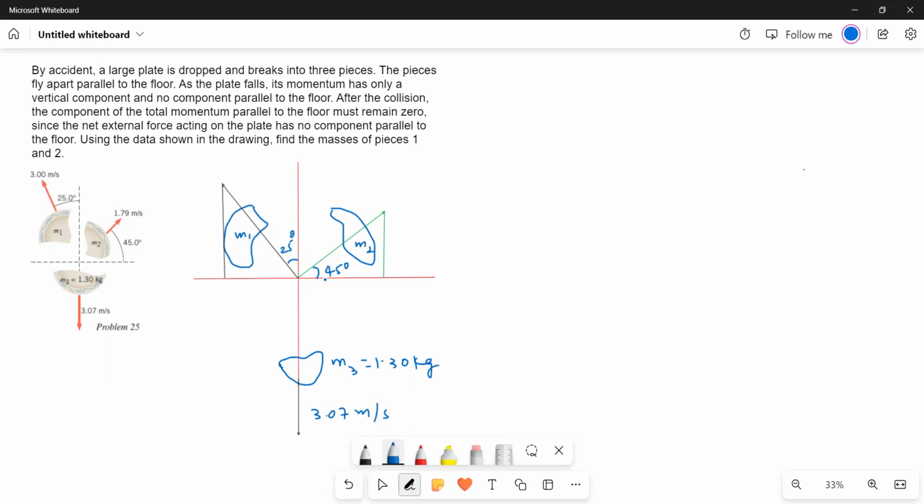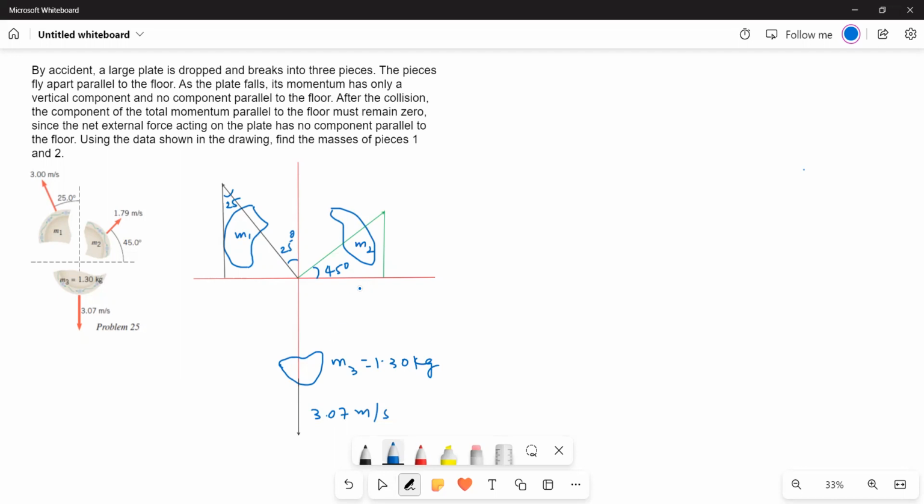And then angles are given to us. So M2 makes 45 degrees with the horizontal, and M1 makes 25 degrees with the vertical. So this angle is 25, which means this angle is also 25. So what we have to do is find out the components using the law of conservation of momentum. One thing you have to know, and that's given in the problem itself, is that there is no horizontal force acting on the plate. The only force acting on the plate is gravity, which is acting vertically downwards.